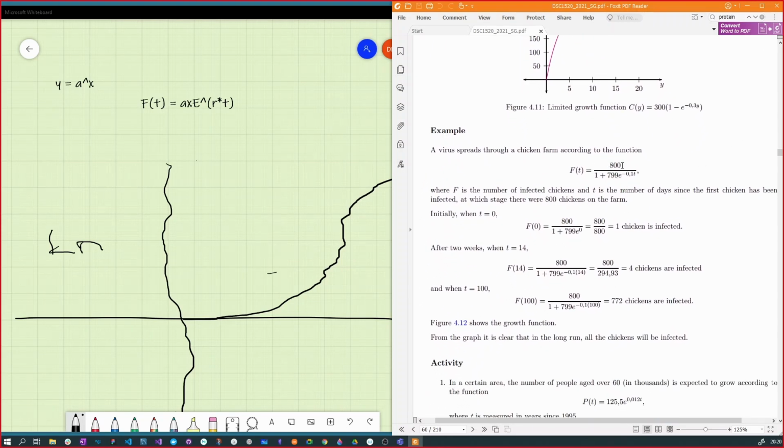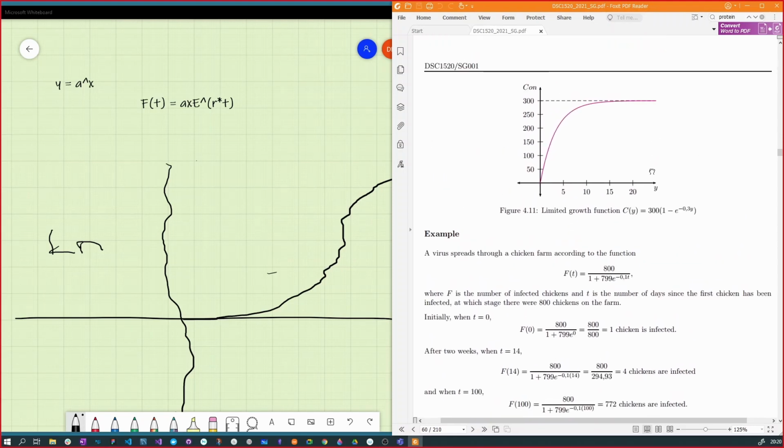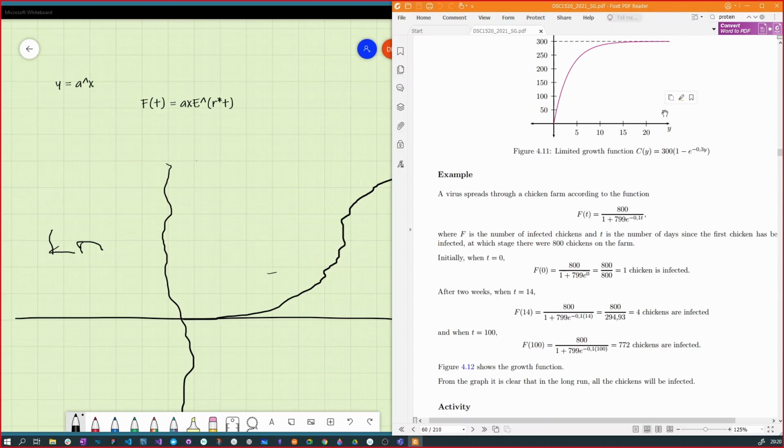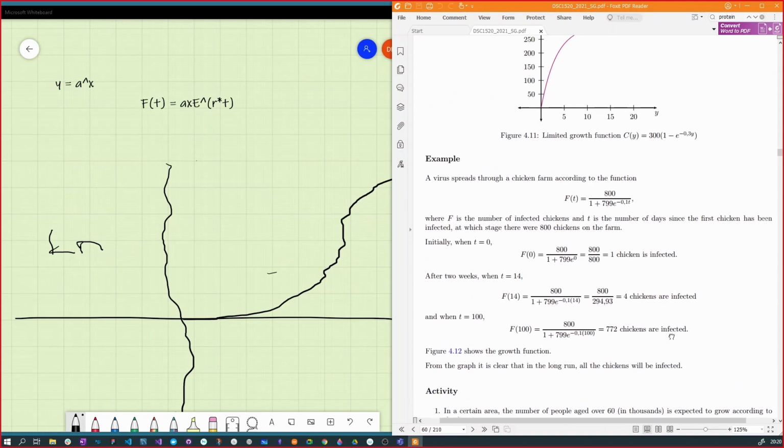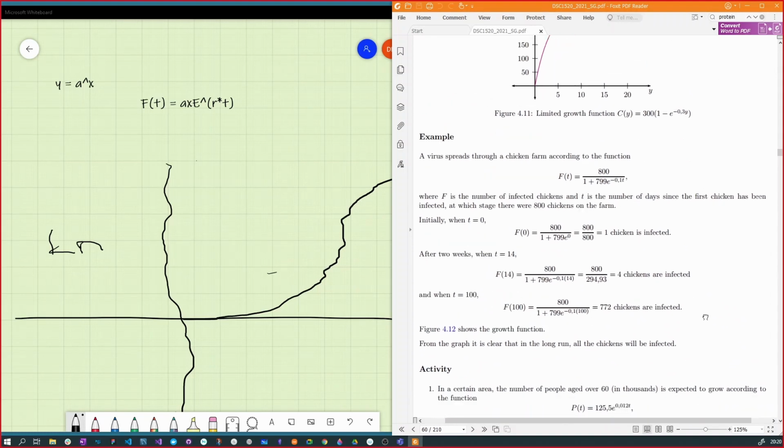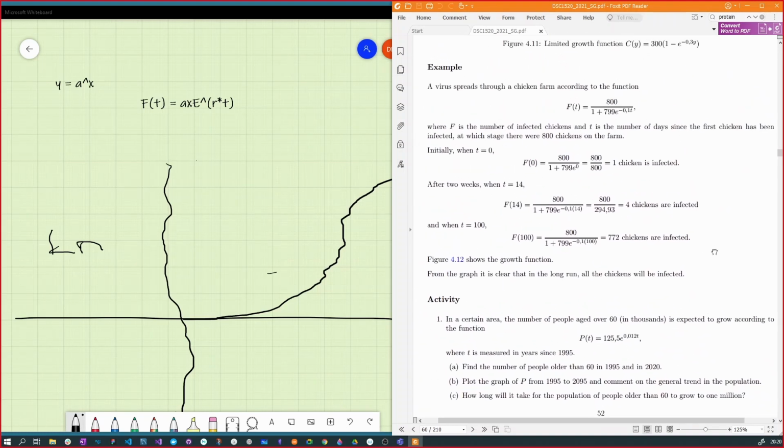So it's 800, and it seems to me that this A that's on top, what's it? This is the numerator, right? And this is the denominator. So this numerator, it seems like it might be the carrying capacity. Is it? Where are you? On page 52. Okay, yeah. So is this 800 the carrying capacity?